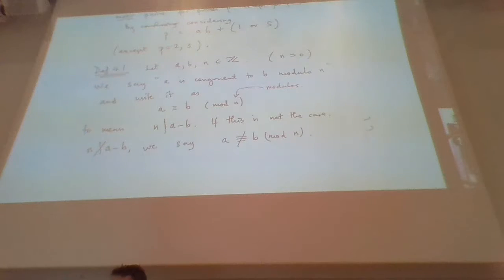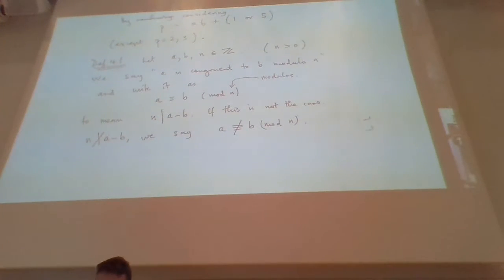Sorry? If this is not the case. So if n does not divide A minus B, then we say A is not congruent. Okay. So let's quickly look at some examples.